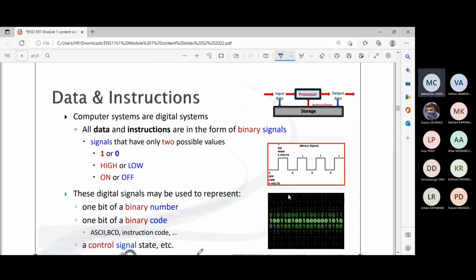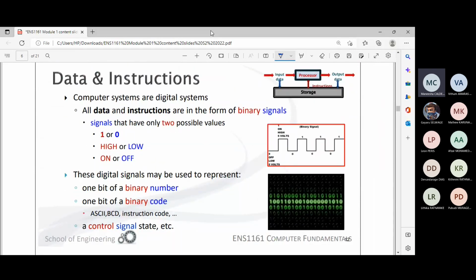Data and instructions. What are these data and instructions? It's just simple, 1 or 0. Data is 1 or 0. 10101. Simply it is high or low, on or off. These are digital signals that may be used to represent one bit of a binary number, one bit of binary code, control state, and so on.